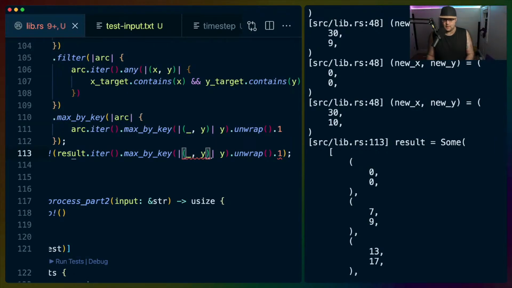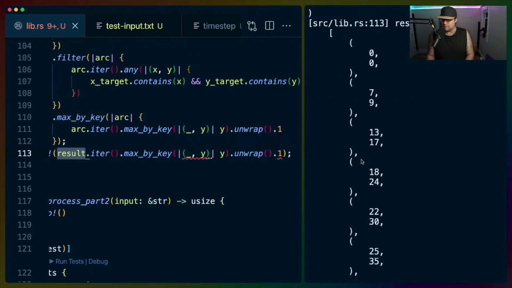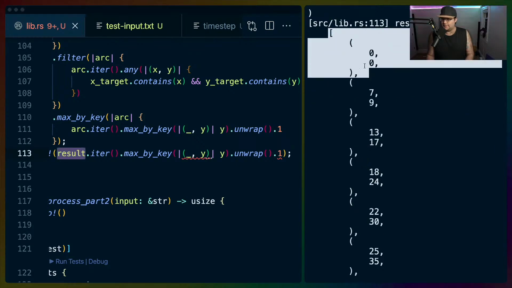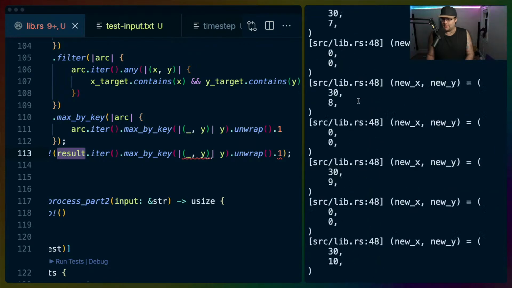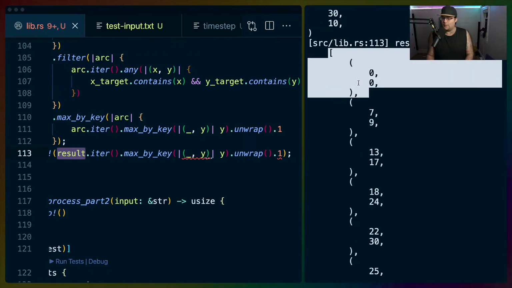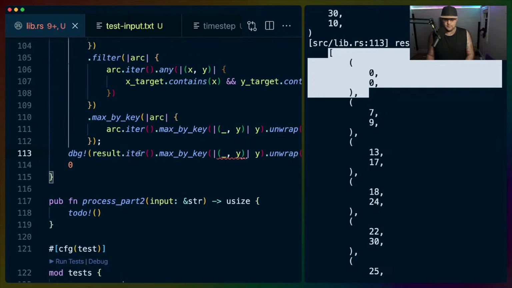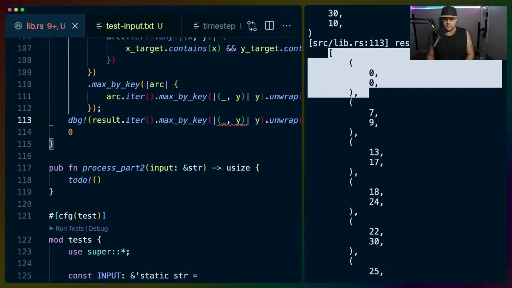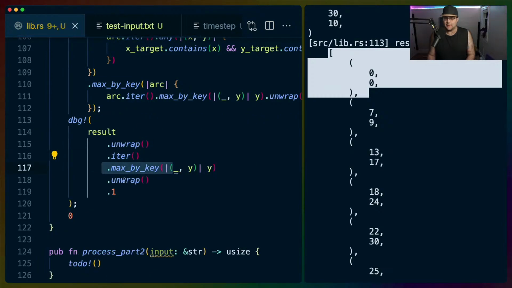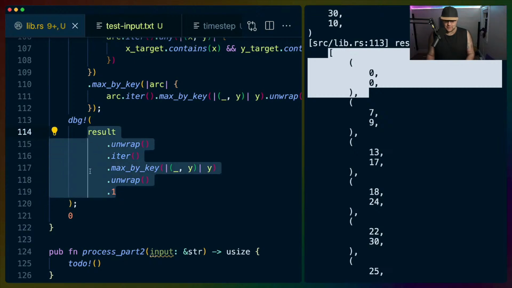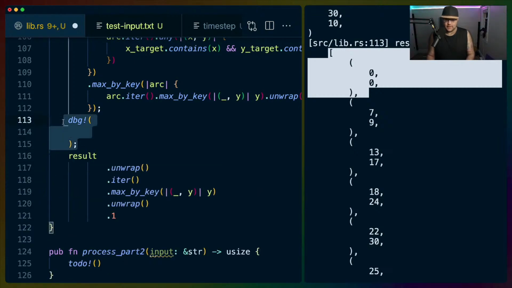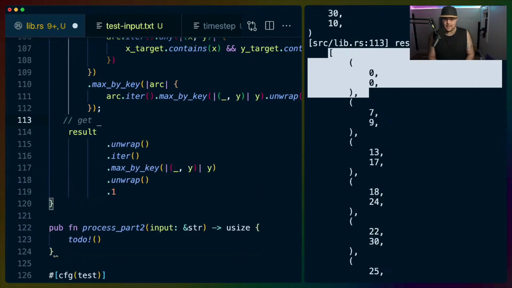right, max by key, result.iter, result is sum of a vec. Why is it sum of a vec? I guess it's some, oh, it's sum of a, okay, yeah. Result needs to be a thing, so we're going to unwrap that. Then we're going to iter over it. We're going to max by key. We're going to unwrap that. And then we're going to get the Y value. And we actually need to return that value here. I'm going to leave a comment that says get max y value.